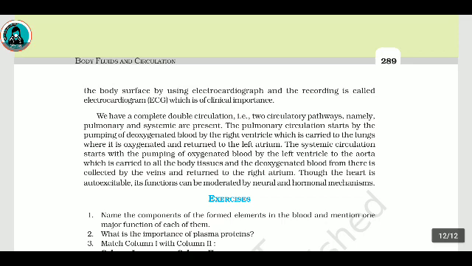Though the heart is autoexcitable, its function can be moderated by neural and hormonal mechanisms.